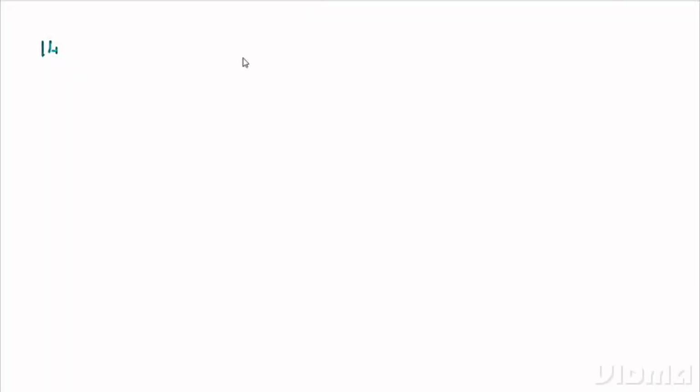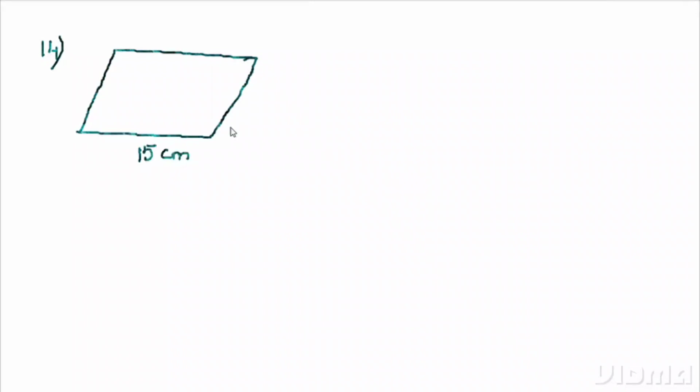The 14th question says that the adjacent sides of a parallelogram. Adjacent sides means sides which share a common vertex. So the adjacent sides are given to me as 15 centimeter and 10 centimeter. They are telling that the distance between the longer sides, which is 15, is given to me as 6 centimeter. So I will draw the altitude from there, and that is given to me as 6 centimeter. Now they are telling you to find the distance between the shorter sides, which is the distance between the 10 centimeter sides. So this is simple.